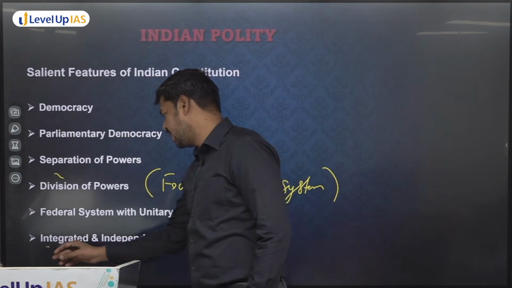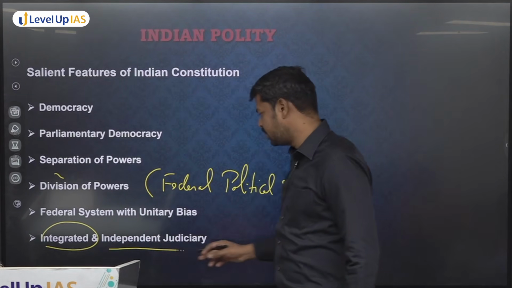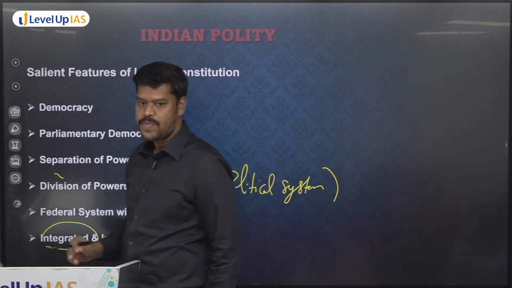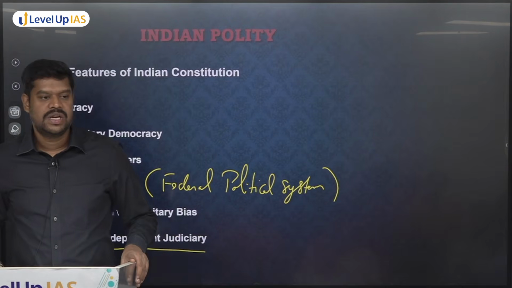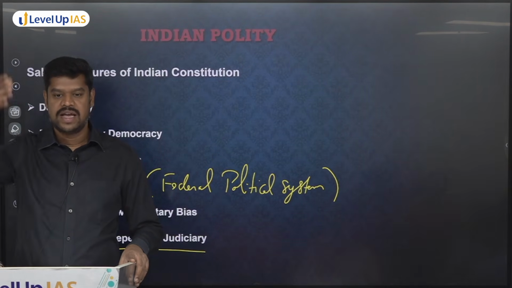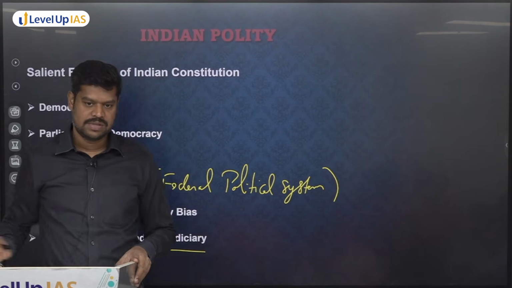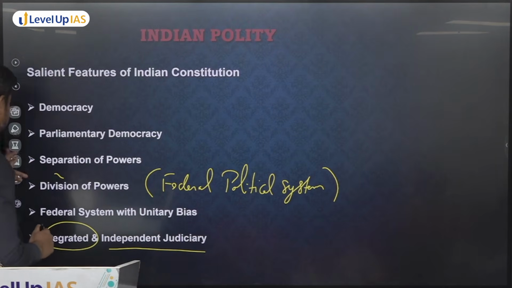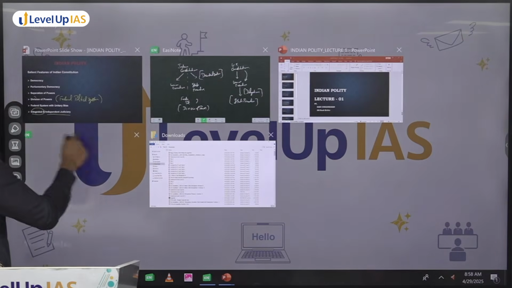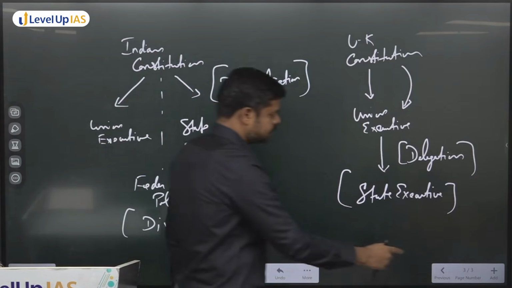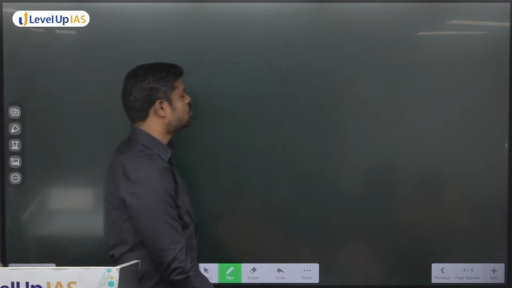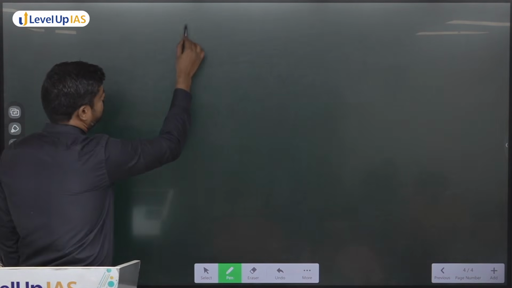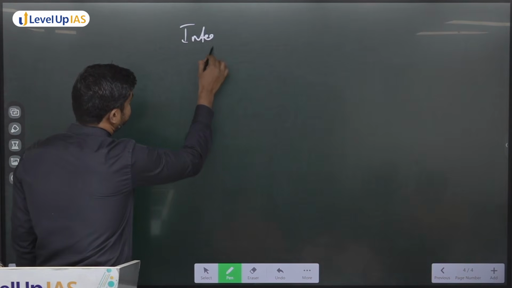Now what is integrated judiciary? We have understood what is independent judiciary. Integrated judiciary means that there is one single hierarchy of judiciary. That is basically what is called an integrated judiciary. And who is at the apex of this integrated system of judiciary? We have just one single hierarchy of judiciary. So try to understand this integrated judiciary.